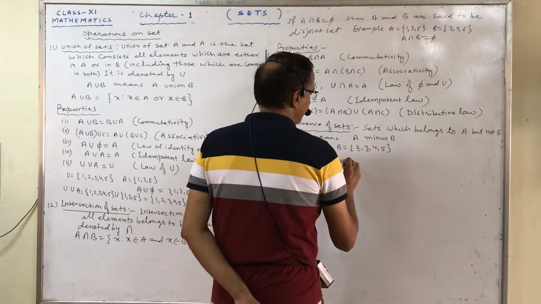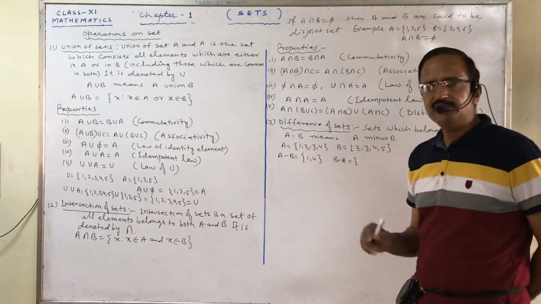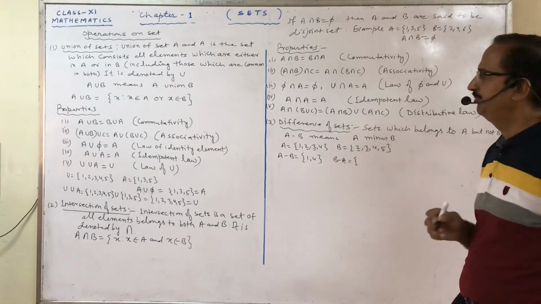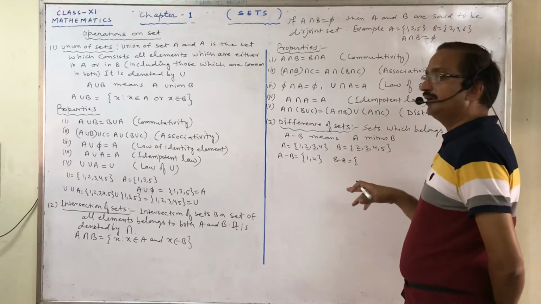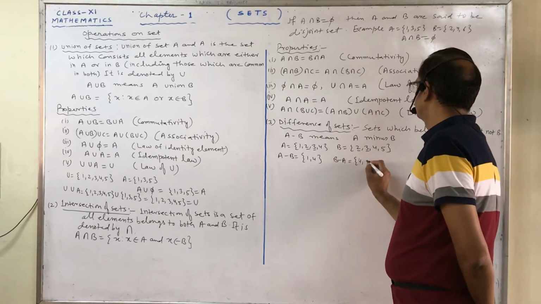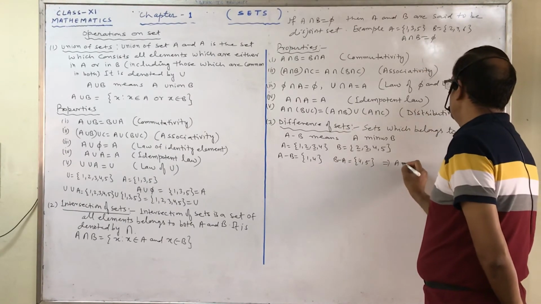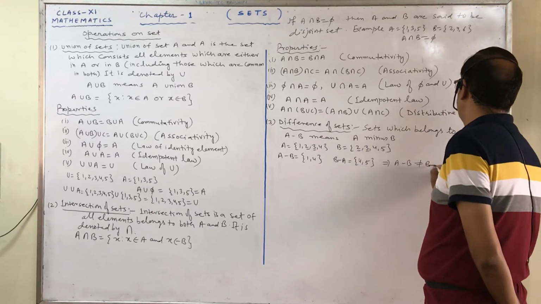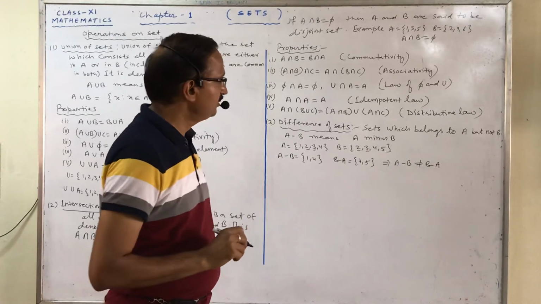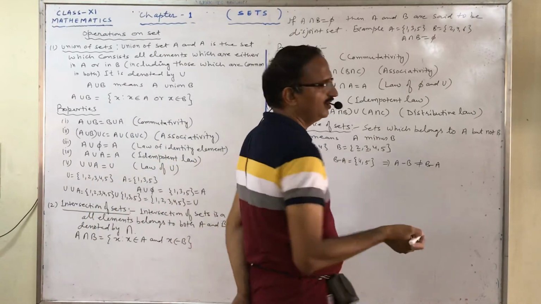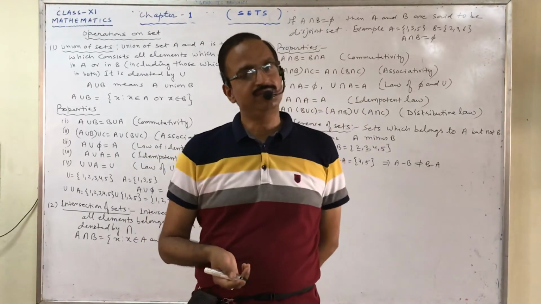Now B minus A. In this we will write all the elements of B except the common elements of A and B. So again the common elements are 2, 3, 4. So the rest of the elements of B are what? 5. Are they equal? No. This implies that A minus B is not equal to B minus A. So the difference of sets means A minus B is not equal to B minus A. They are equal if and only if A and B are equal sets.